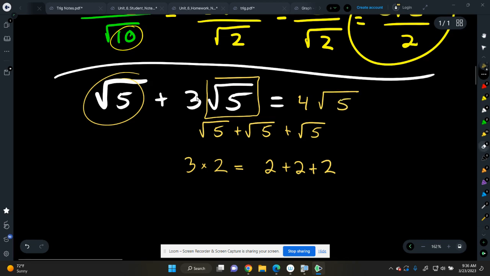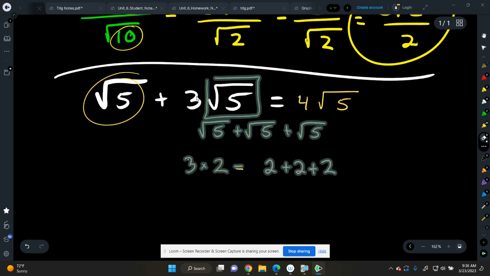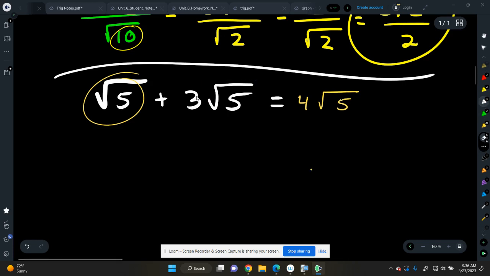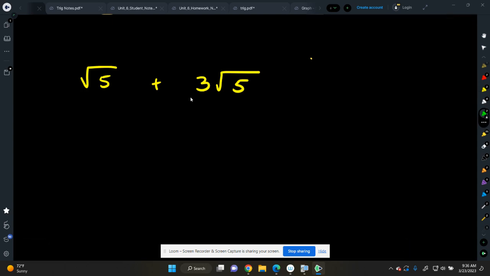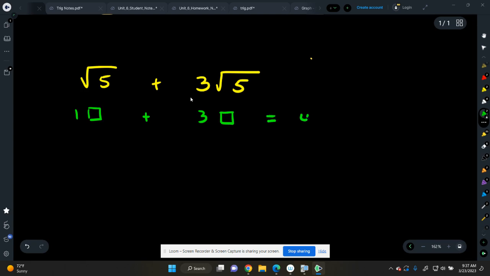Here's another way of thinking about it. Let me write this same problem again. This is how I think is easier: instead of root 5, think of it as boxes. I have 1 box, and then I have 3 boxes. 1 box plus 3 boxes gives me how many boxes? 4 of them.